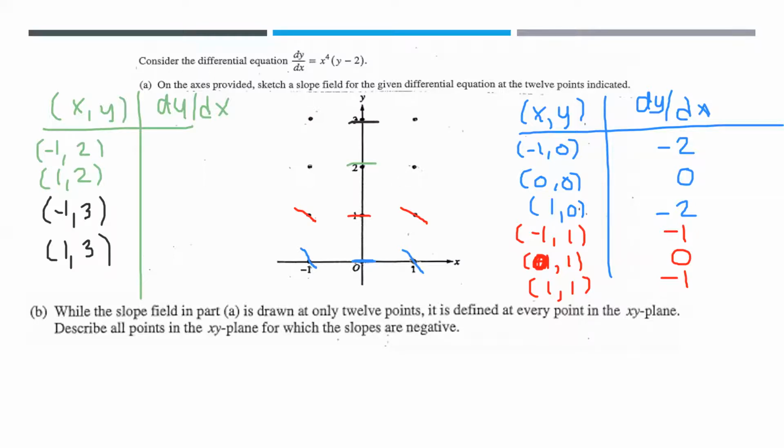So -1 and +1 are both 1's. So then you get 2 minus 2, which is 0. And then we plug in 3, so we get 3 minus 2, which is 1. So now we're at a positive slope. So we're going to try to make our positive slope the opposite of the red and make it 1. And there's our slope field.